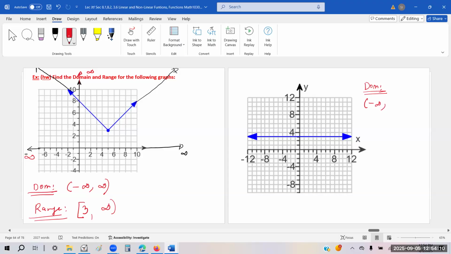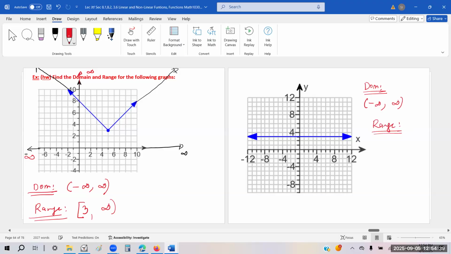Now this line is going on forever and ever and ever. So what is the largest X value we'll find in the graph? Positive infinity. Okay, any question about domain? No? Now the interesting one is range.